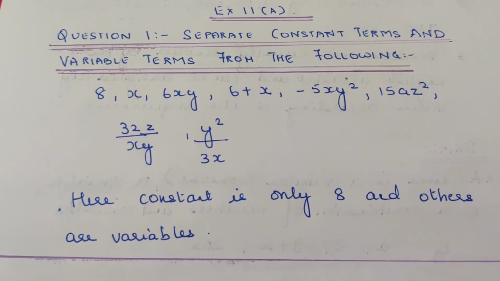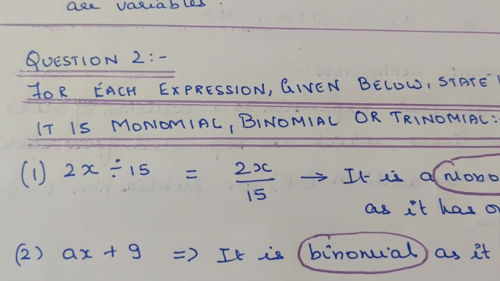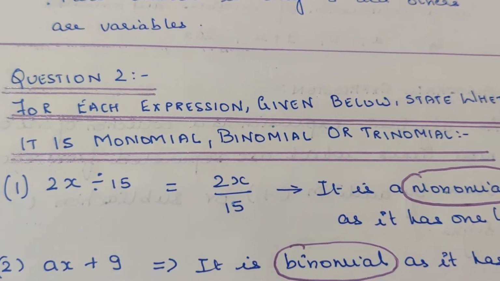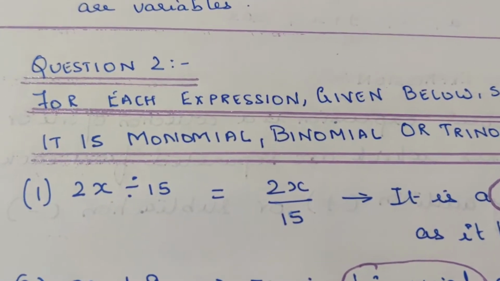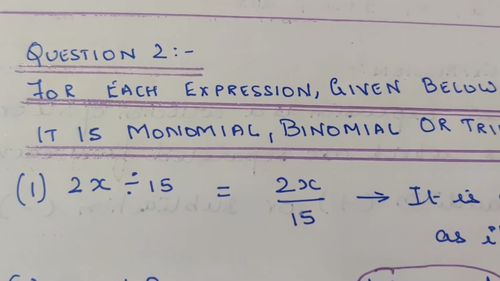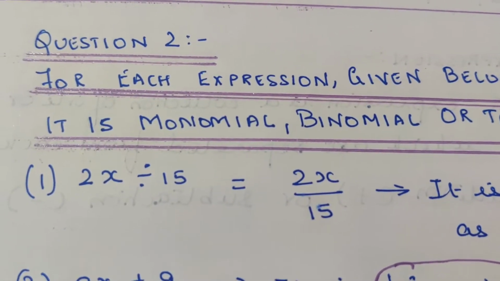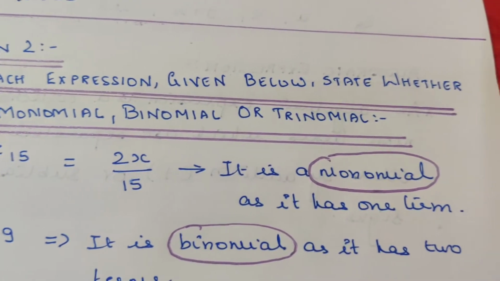Hope you understand. Now, for each expression given below, state whether it's monomial, binomial or trinomial. It is 2x divided by 15. 2x divided by 15, you can write it as 2x by 15. So it is just one term there. So this is monomial.